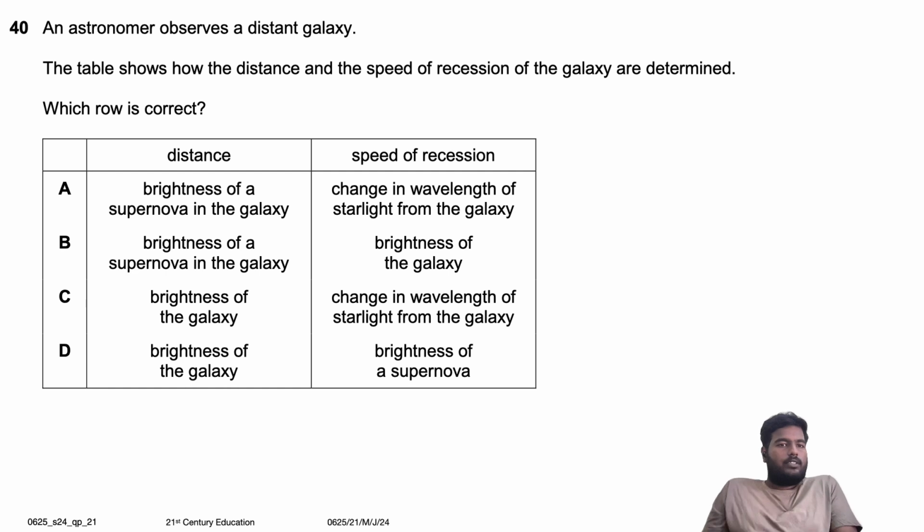An astronomer observes a distant galaxy. The table shows how the distance and the speed of recession of the galaxy are determined. Which row is correct?